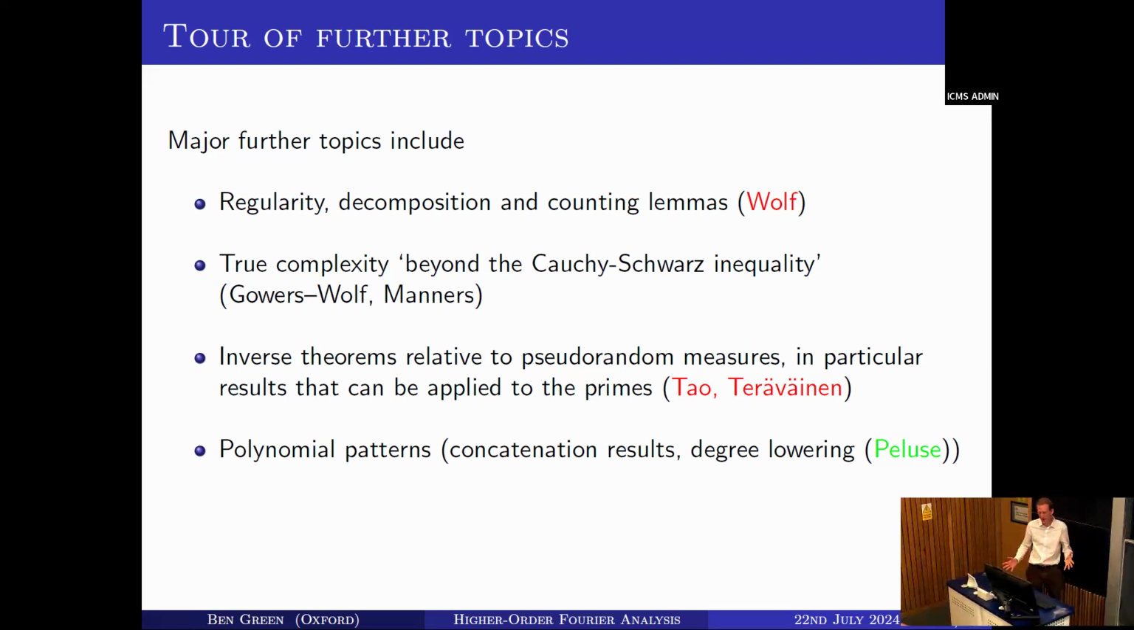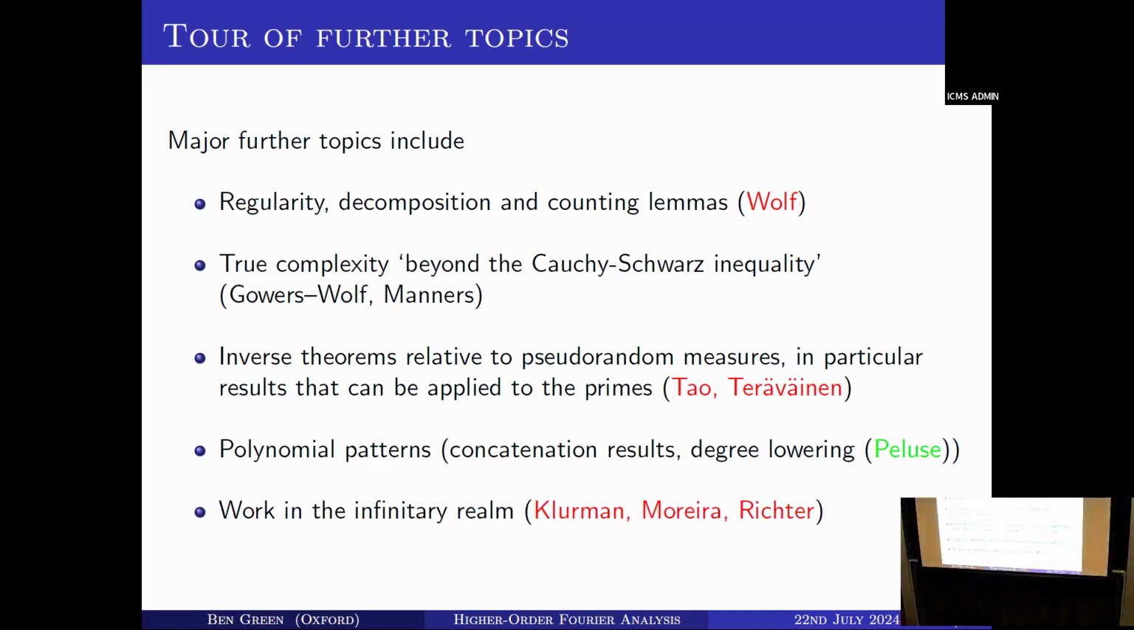I talked a bit about linear patterns, but you can actually use Gowers norms to control polynomial patterns as well, most famously regressions with polynomial differences. And there's a whole theory there involving concatenation results proven by Tao and Ziegler, degree lowering techniques, Sarah and Sean Prendiville.